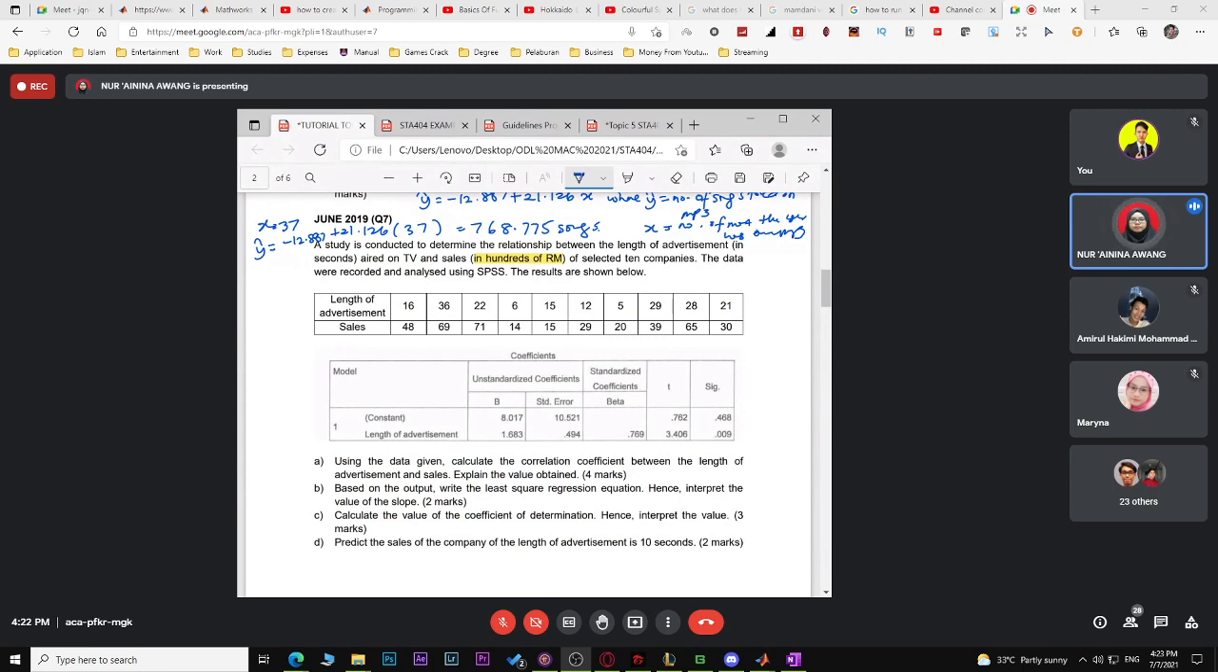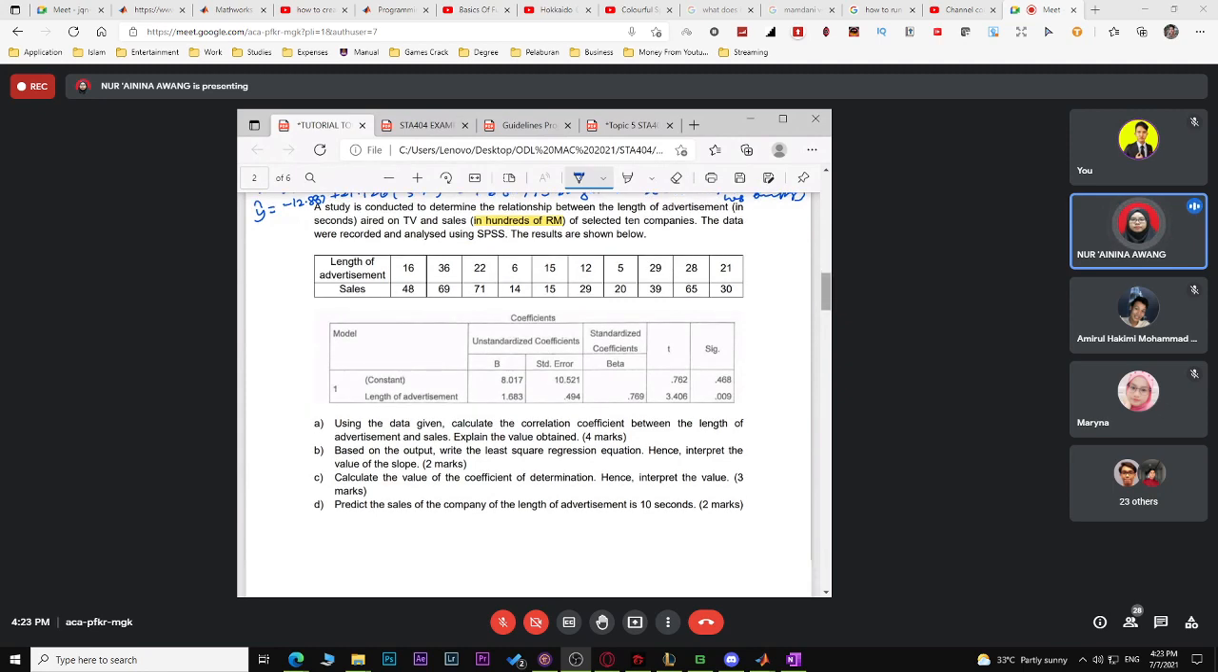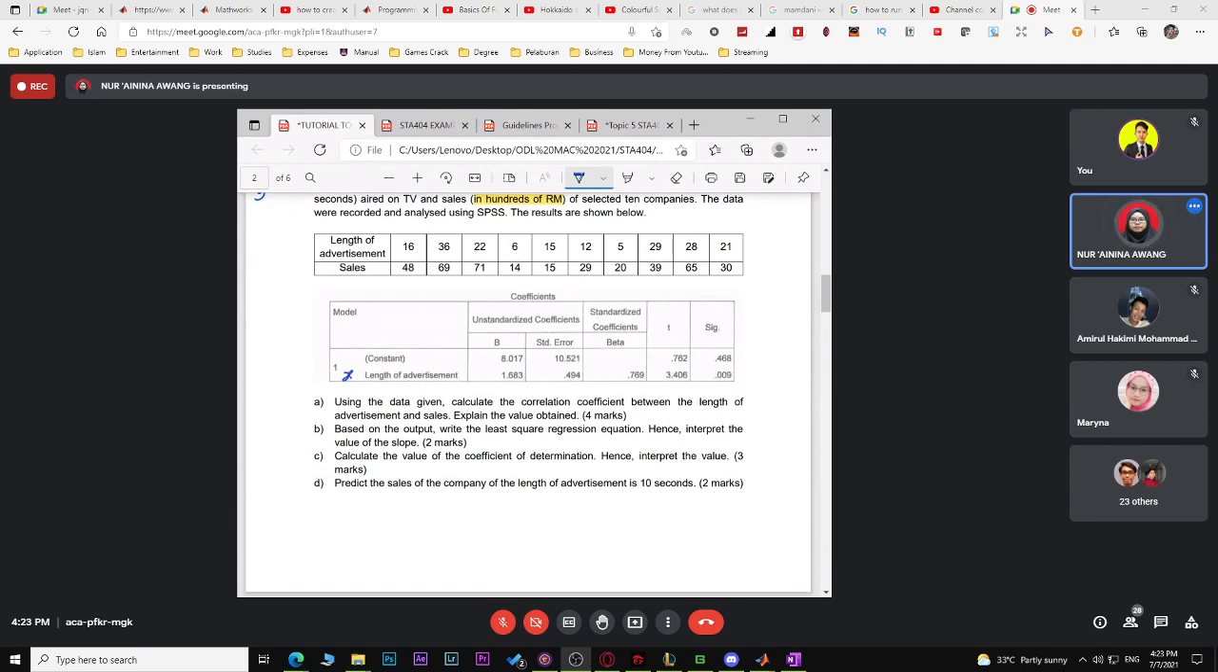Okay, so it has already been given to you, so you know that your X is the length of the advertisement, so this is your X, and then this should be your Y, and then this is the value for your intercept and also the slope.